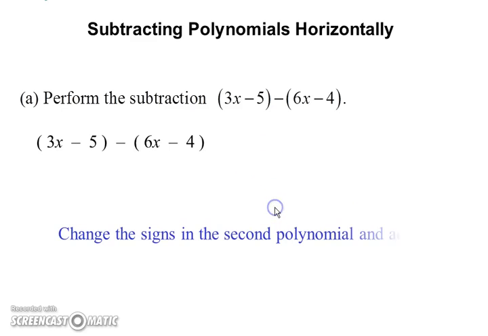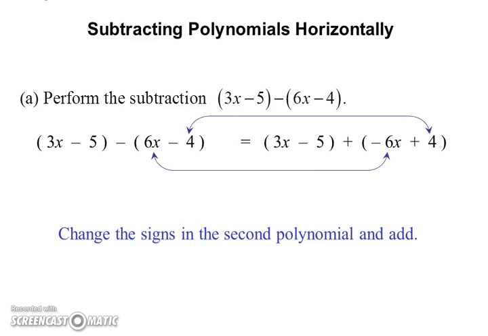When we go to do the subtraction, we have to change the signs of the second polynomial. That's how we do that. And we change the minus sign to a plus. So instead of having minus the quantity of 6x minus 4, we're going to change that to plus. And when we change it to plus, in front of the 6x, we put a minus. And in front of the minus 4, we change it to plus.